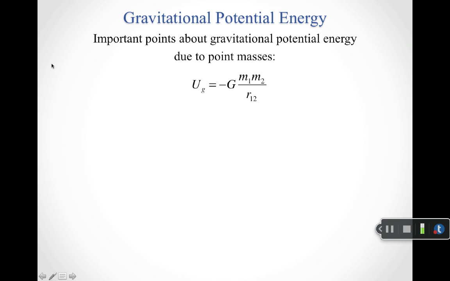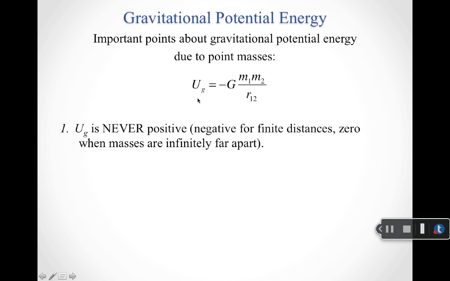So what are some important points that we need to keep in mind with this equation? Well, the first thing to notice is the gravitational potential energy is negative, it is never positive. It's 0 if my two masses are infinitely far apart, because that's what we define the 0 point to be. But if they're not infinitely far apart, then the gravitational potential energy between those two masses is actually negative. So it's never positive.